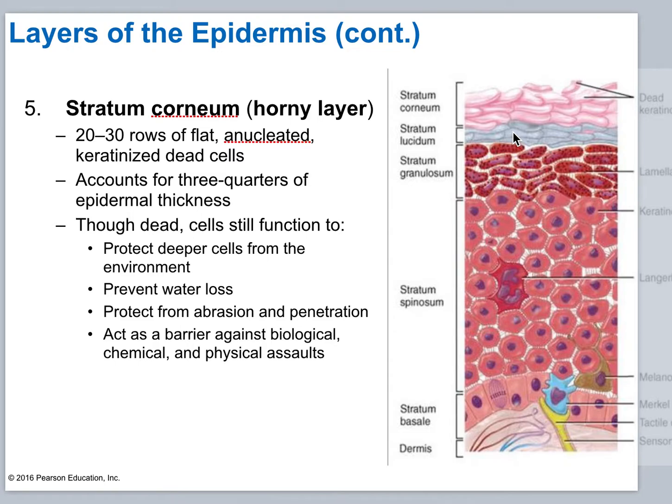The final uppermost layer is the stratum corneum, or the horny layer. This has 20 to 30 rows of flat, dead keratin cells. Anucleated means there's no nucleus in these cells. Although these cells are dead, they still function to protect deeper cells from the environment. They prevent water loss, protect from abrasion and penetration, and act as a barrier against biological assaults and microorganisms.